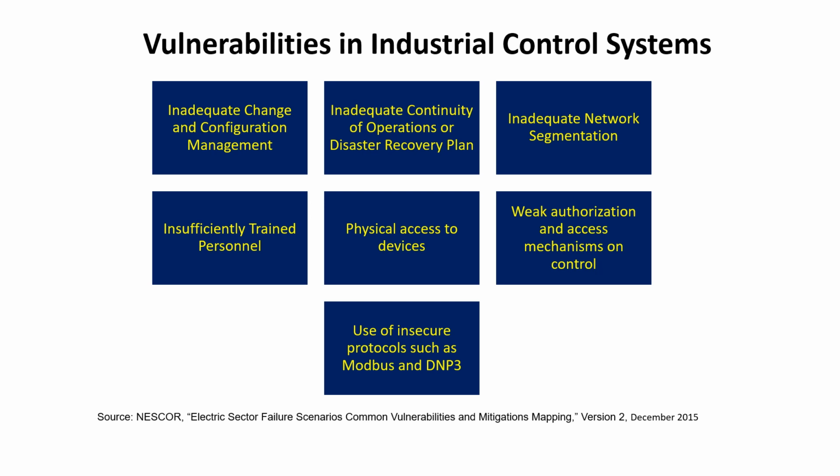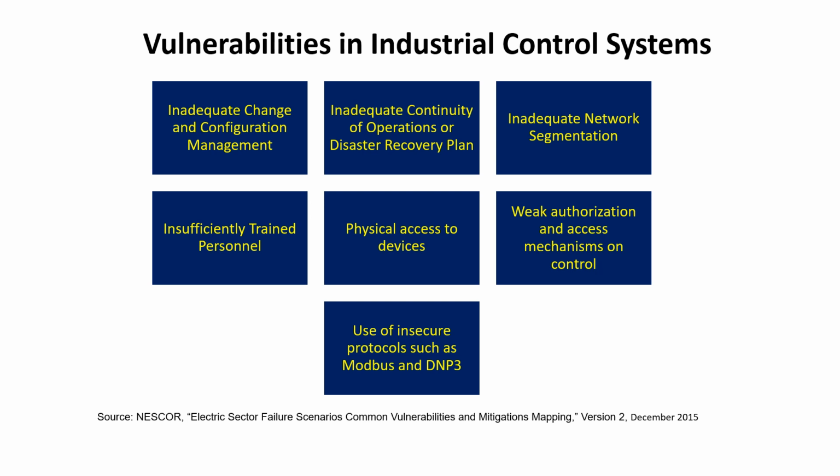This list of vulnerabilities on ICS is not exhaustive. We represent herein some of the most important. Inadequate change and configuration management. Mostly, configuration changes and patches are not verified for correctness. Inadequate continuity of operations or disaster recovery plan. In this case, emergency response procedures unintentionally omit security controls.